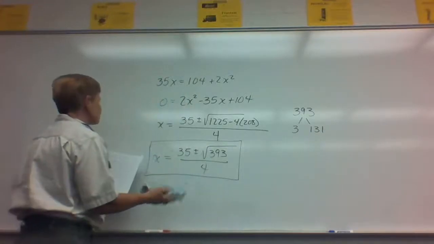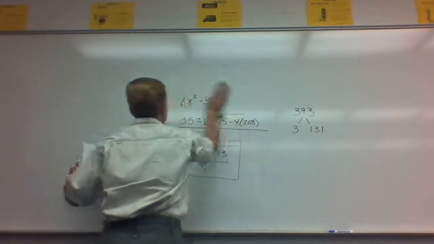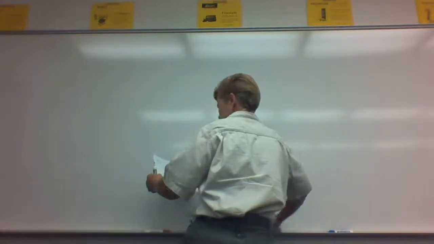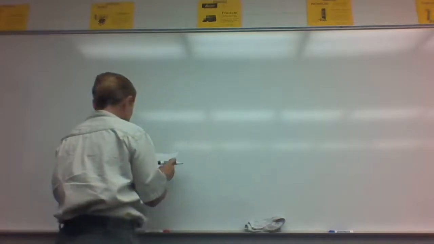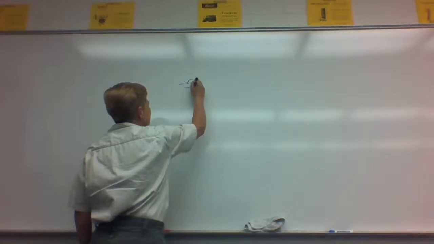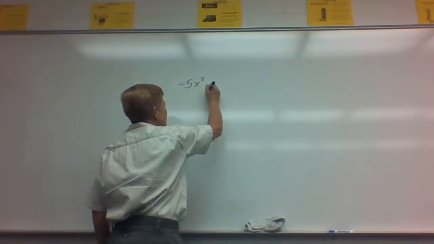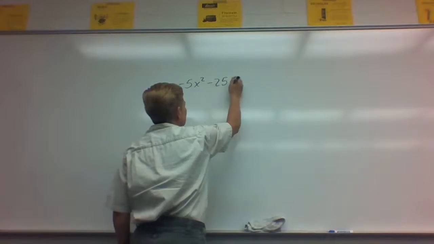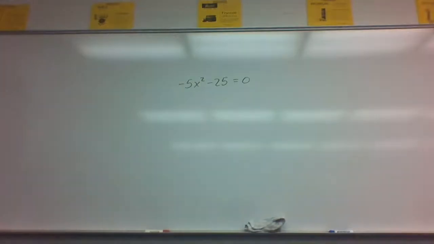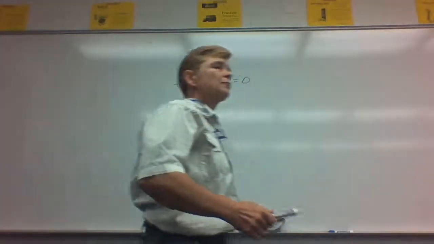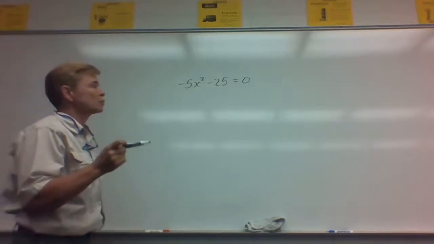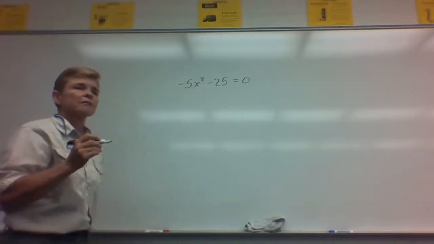Okay, the other type of problem amongst these 7 is like this. Say something like this. Negative 5x squared minus 25 equals 0. This is quadratic, but it's of a special type because there's no x term. You have to be able to recognize that and say, oh yeah, there's no x term, which means I can solve for x squared algebraically. I don't need the quadratic formula.